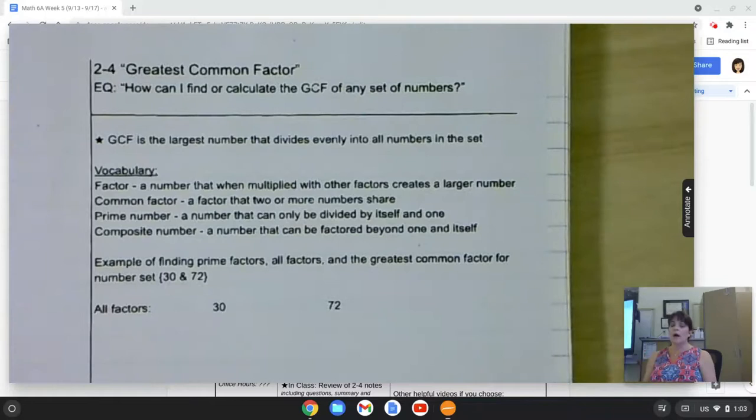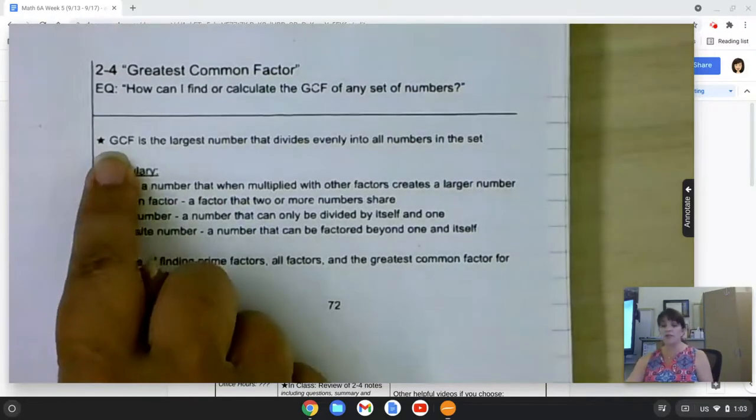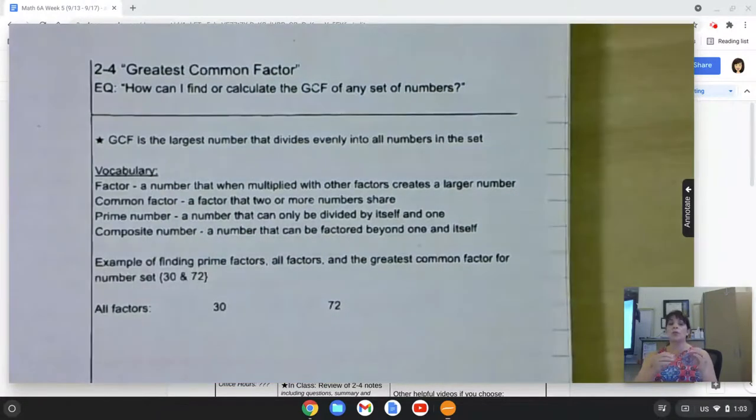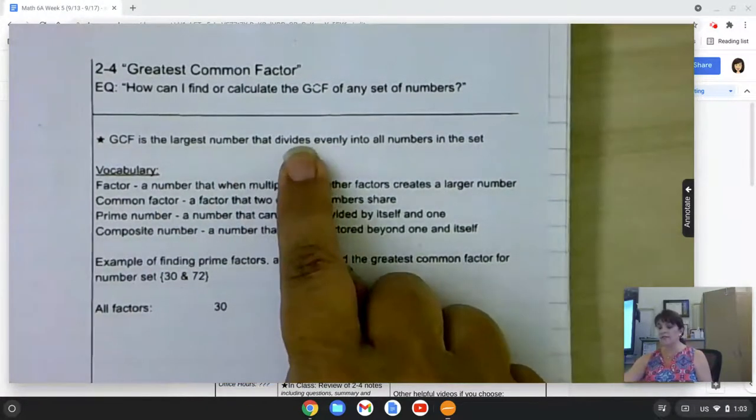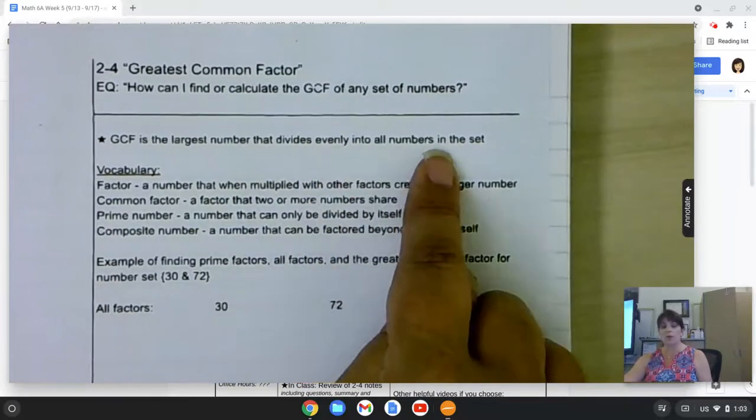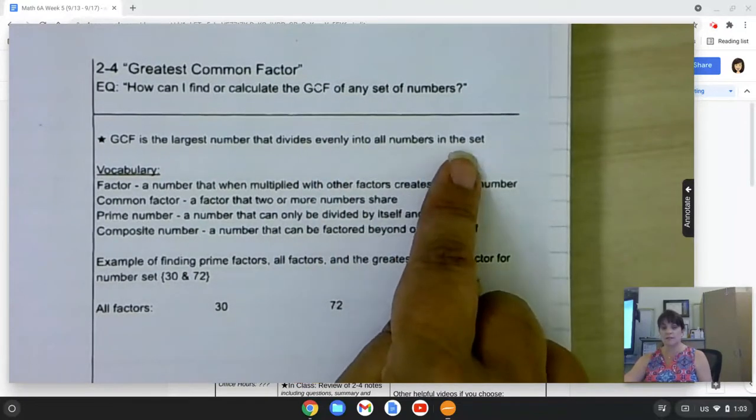Now, I want to walk you through what do I mean when I say find all the factors versus what do I mean when I say find the prime factors. And then prime factors are going to be helpful in finding the GCF or the greatest common factor, the largest number that divides evenly into all the numbers of a set.